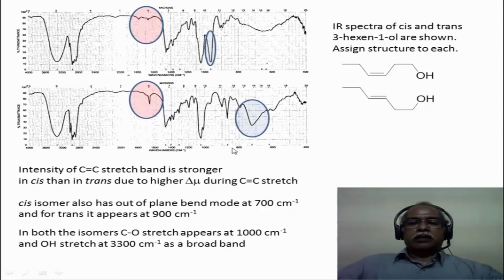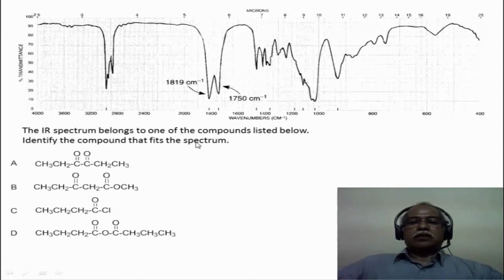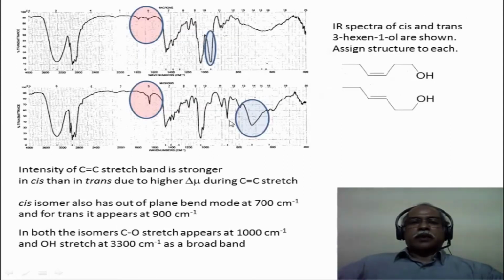And in addition to that, use the information that the out of plane bending for the cis is around 700 inverse centimeter and for the trans is around 900 inverse centimeter. So, combine these two factors: the top spectrum corresponds to the trans isomer and the bottom spectrum definitely corresponds to the cis isomer, because this has a higher intensity of the C double bond C.